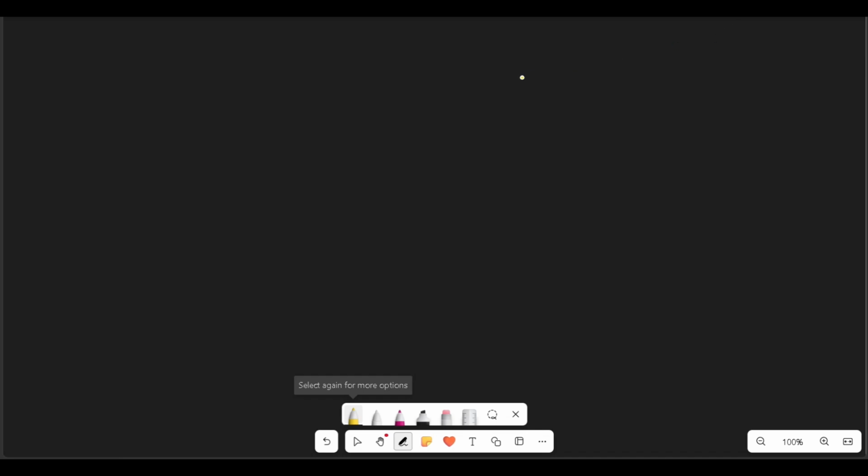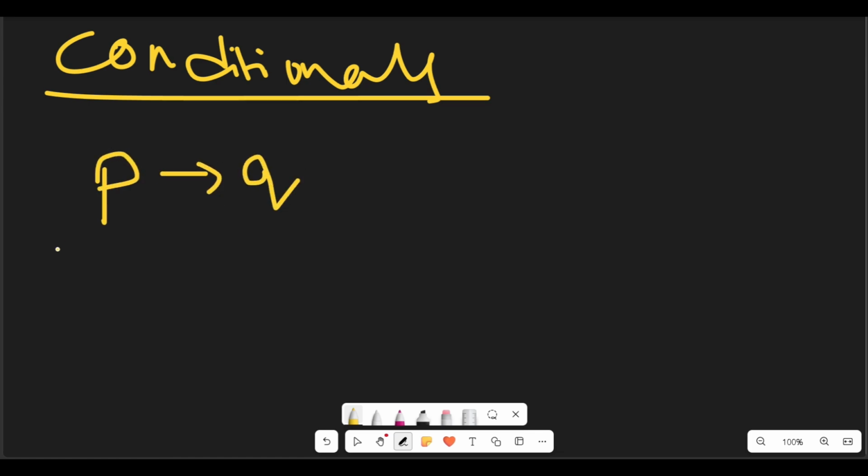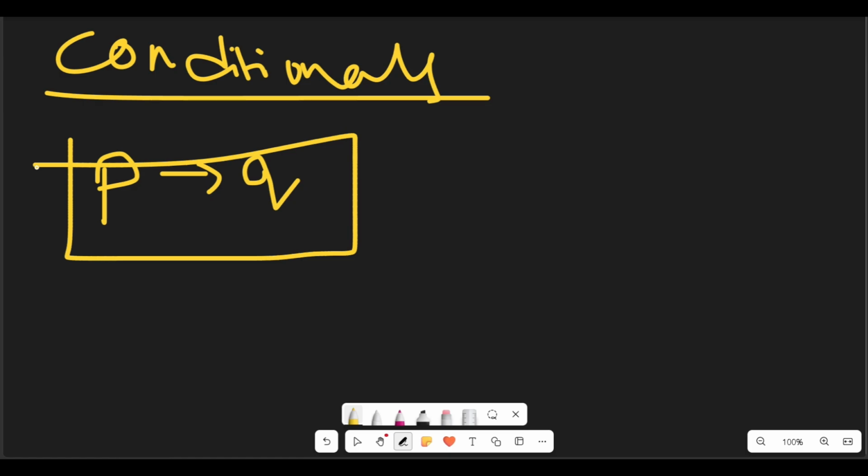Hey everyone, today we will learn about conditionals and its transformations. So, what is a conditional? A conditional goes like this. A conditional is a statement which is expressed in this form.